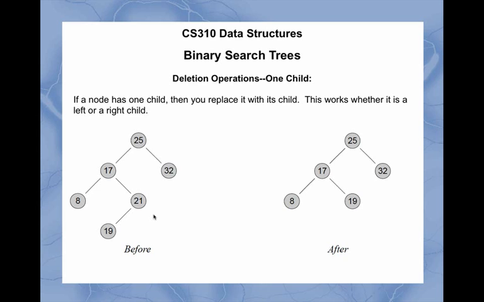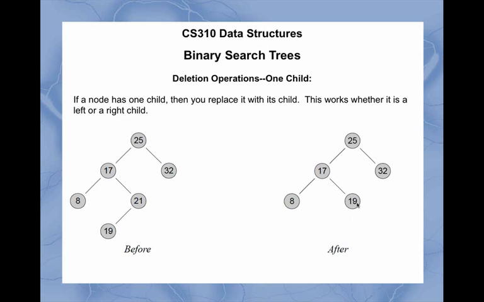Notice that it does not matter whether the single child is a left or a right child. It doesn't matter. It merely replaces the node to delete, which is the 21. And so as you can see, the 19 just goes here.